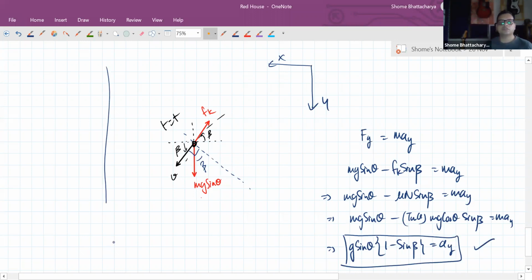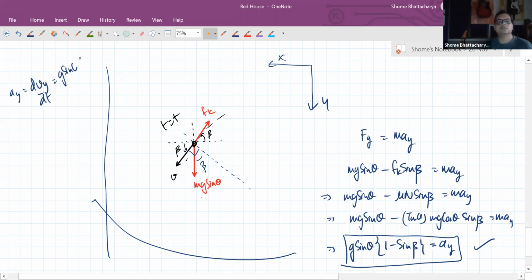Next step, what we can do now is we can write ay as rate of change of y component of velocity, and that is nothing but g sine theta into 1 minus sine beta. So we have to integrate this thing now. We will get the same phi term that we had over there.